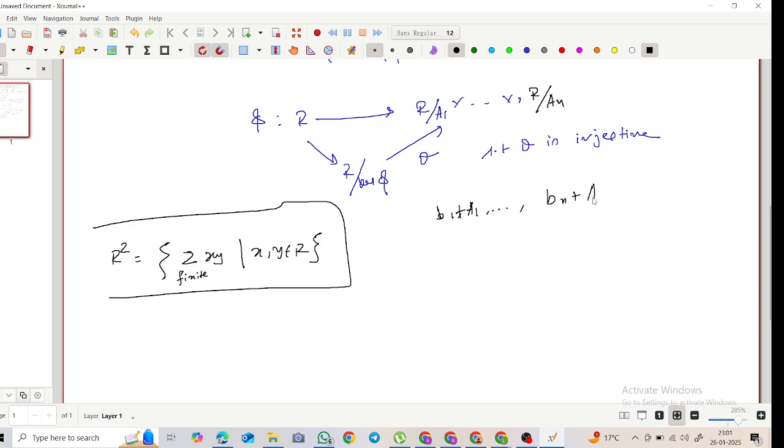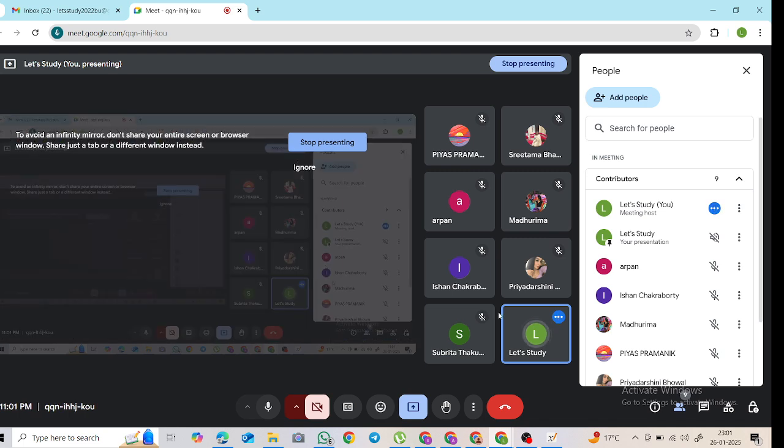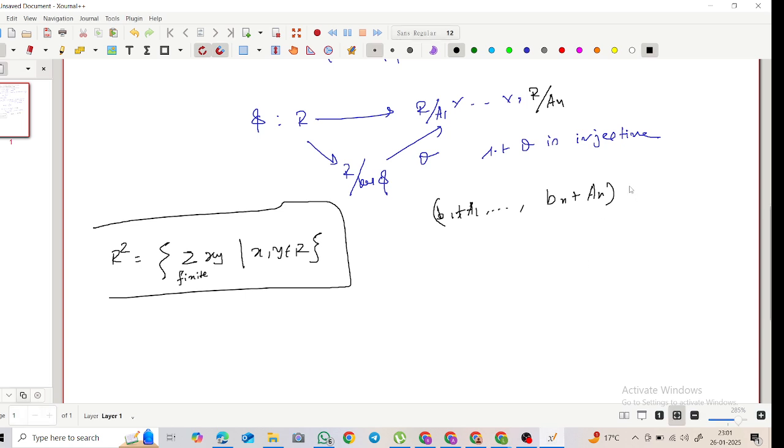Any element. So there are some new members today in the class, right? Shritama and Madhurima, you guys are new, right? So please let me know whether you are having any problems understanding.